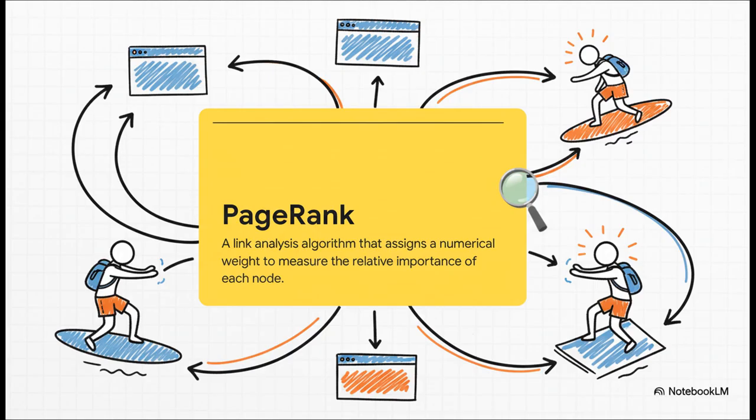It works by imagining a random surfer just clicking links on the web. The pages that this surfer ends up on most often, those are considered the most important. So a link from a really important page acts as a much more powerful vote for your page's importance.